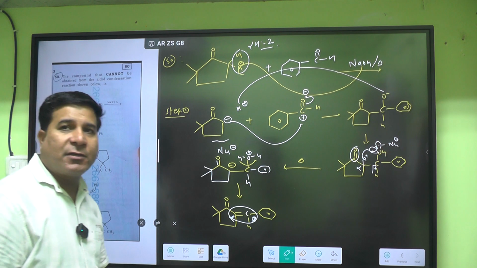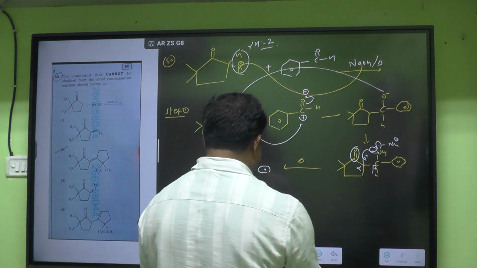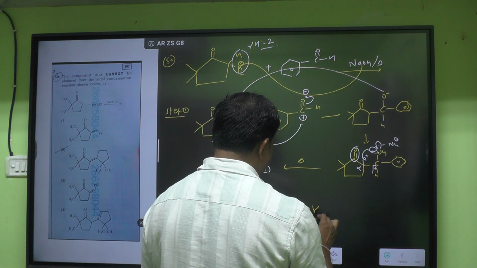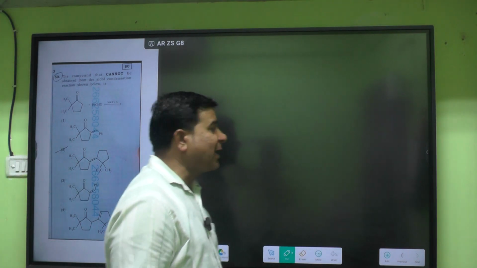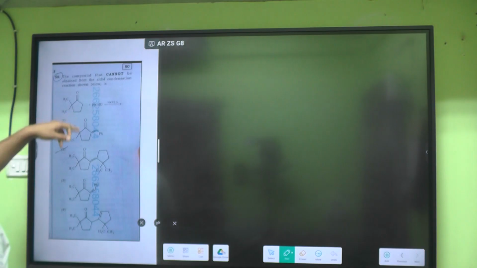Cross aldol condensation. It is the cross product. It is the cross aldol condensation product. Now, for self-aldol condensation, what will be the product? Remember here both molecules are the same.